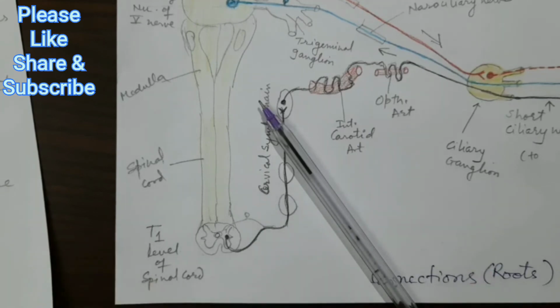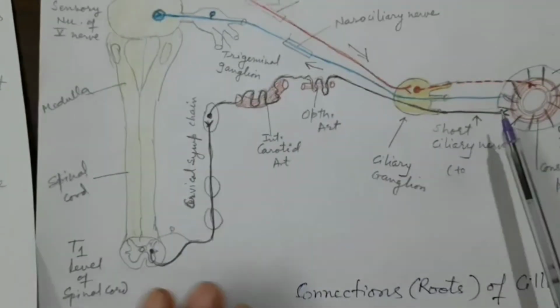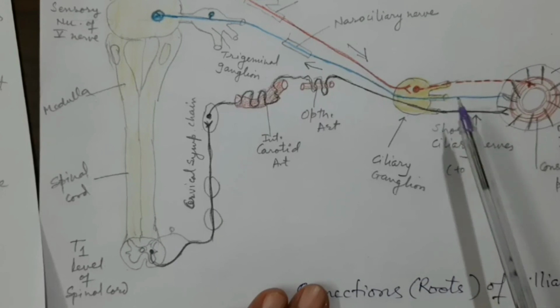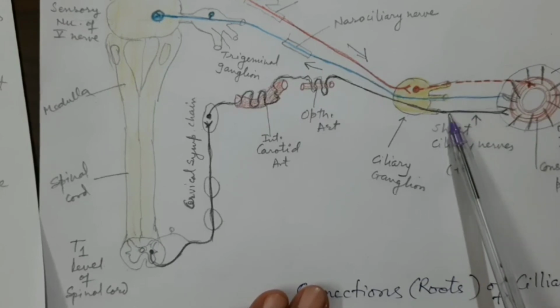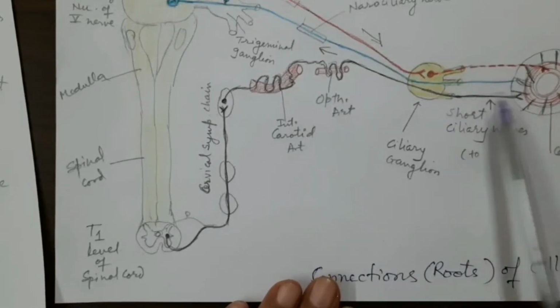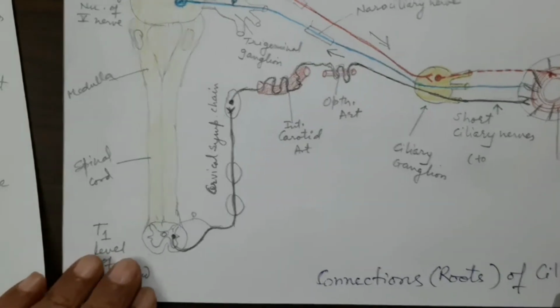So these were the three connections, or the three roots, of the ciliary ganglion: the parasympathetic connection, the sensory connection, and the sympathetic connection. Now the branches: all these branches which arise from the ciliary ganglion are 6 to 10 short ciliary nerves, and they take origin from this ganglion and pass along with the optic nerve towards the eyeball, and will supply the eyeball.